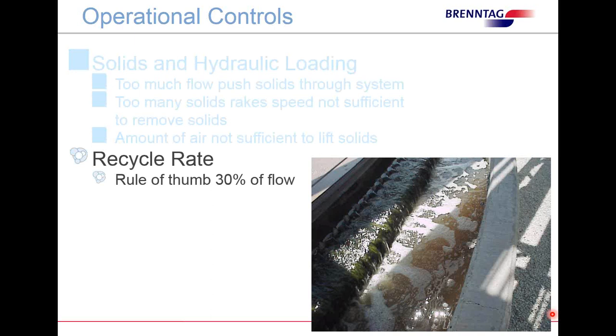And for recycles, a good rule of thumb is about 30% of the total flow is recycled back as your recycle rate. Not always, but that's a good rule of thumb that I've seen for recycled DAF units, about 30% of the flow.